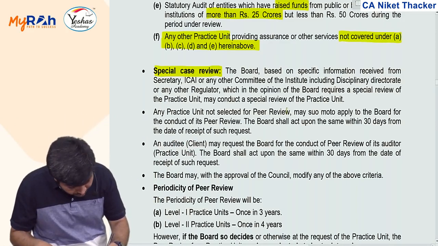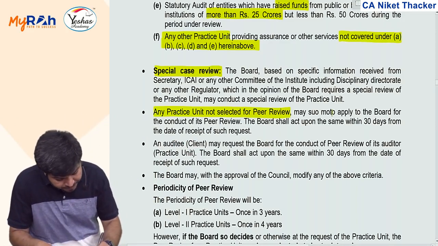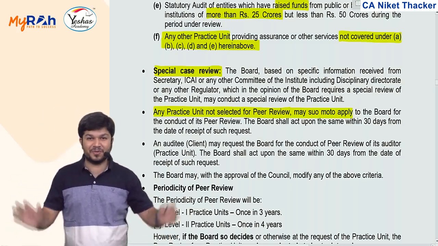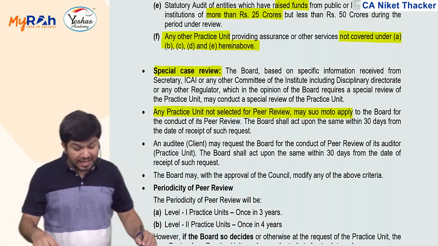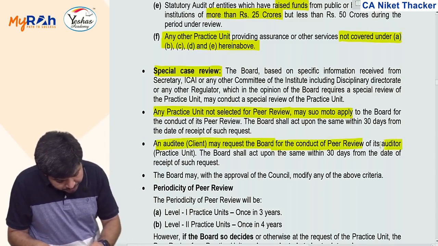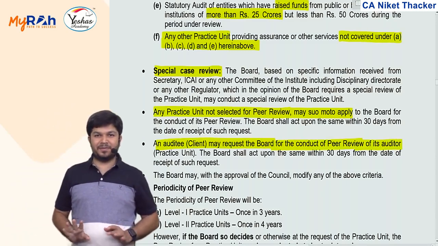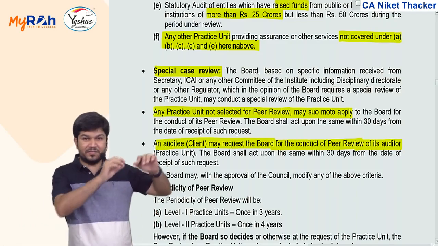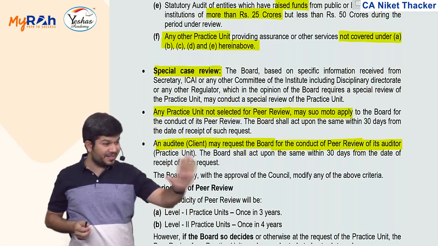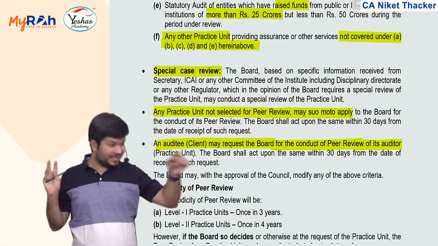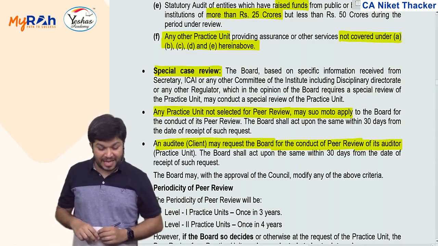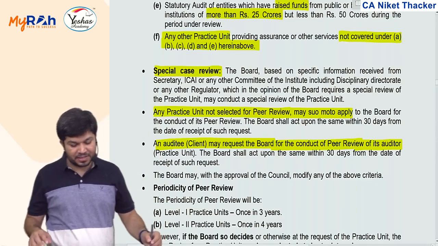Okay, PU not selected for review may apply suo motu. If you're not selected, you can apply suo motu also. Your client can request the board to conduct a peer review of its auditor. Okay, so imagine I'm an auditor of, say for example, AB Traders. Now AB Traders wants that my peer review should be done. They can make application to peer review board. Yeah, so client may request the board for a conduct of peer review.